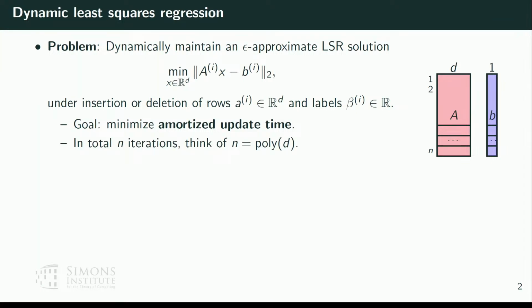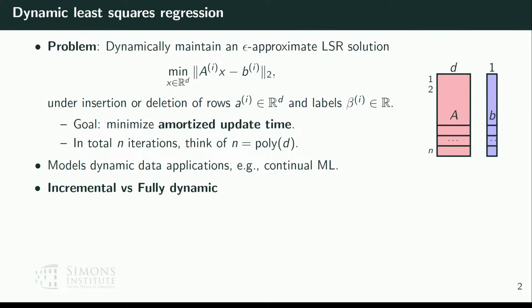Now we think of there being in total n iterations, and we should think of n as being much larger than d, some big polynomial of d. This models some dynamic data applications. For example, in continual ML, which is more complicated than this, this is the simplest model where we already trained some model based on our existing data, but we're still actively collecting new data. And we want to incorporate the new data into our model without retraining from scratch each iteration, which could be too expensive.